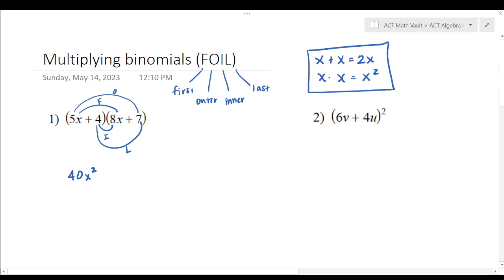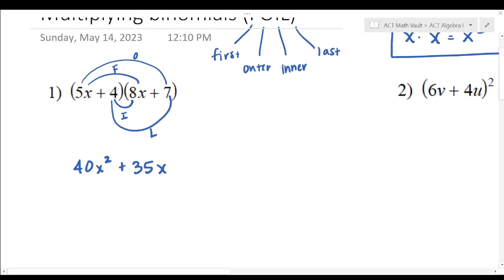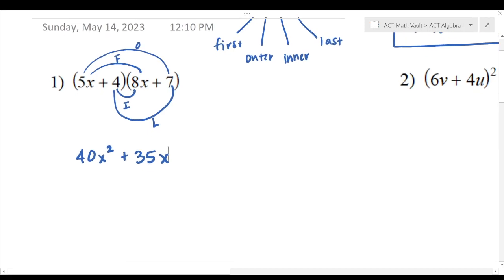Now we need to do the O. That is 35x. Notice I'm adding these terms. So whenever you FOIL or multiply binomials, yes, you multiply, but then once you have your products ready to go, you then need to add them. Okay, so the next part I want to show you, this is a little bit different than I've seen other teachers teach, but I like how organized it is.